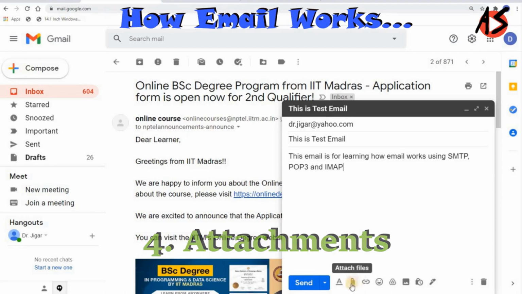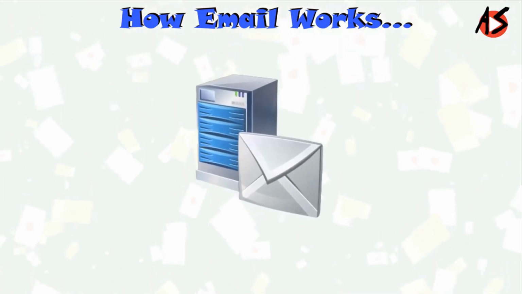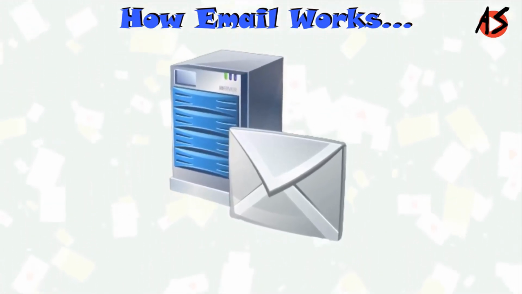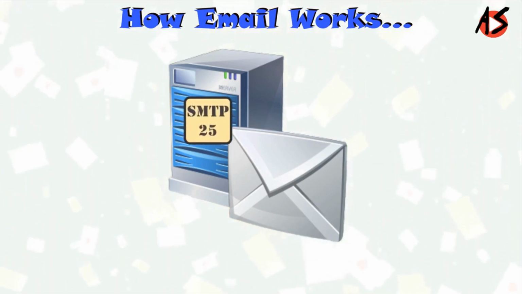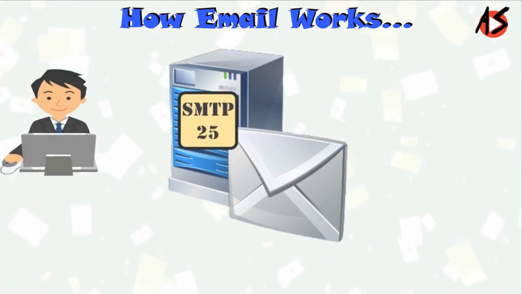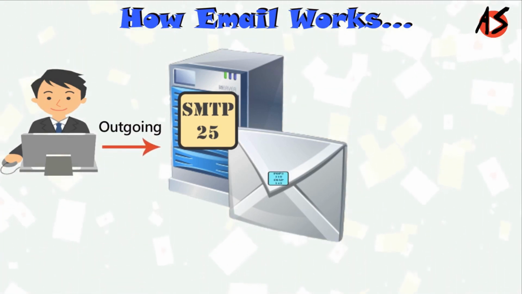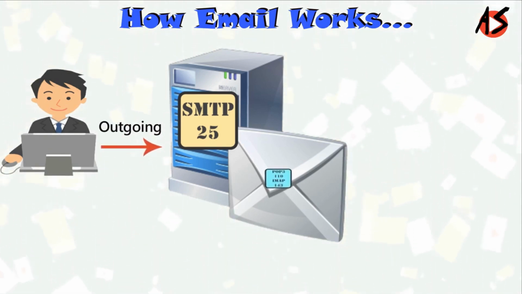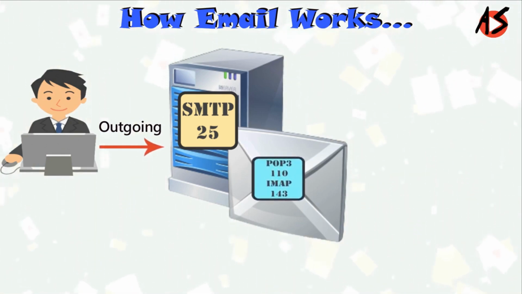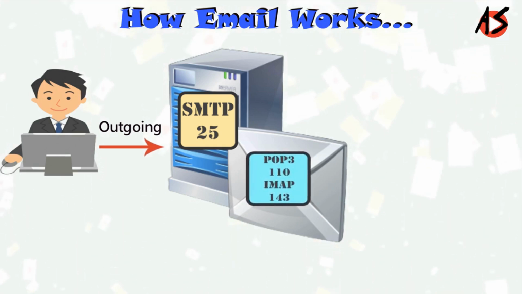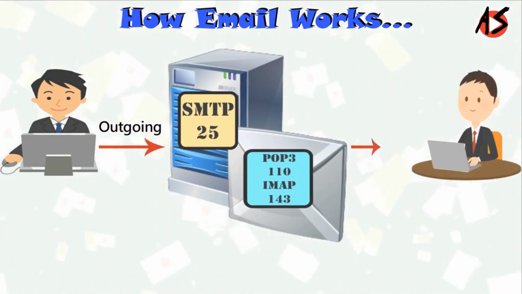The email system consists of 2 different servers running on a server machine. The SMTP server, on port 25, handles outgoing mail. The other is either a POP3 server on port 110 or an IMAP server on port 143. Both POP3 and IMAP handle incoming mail.